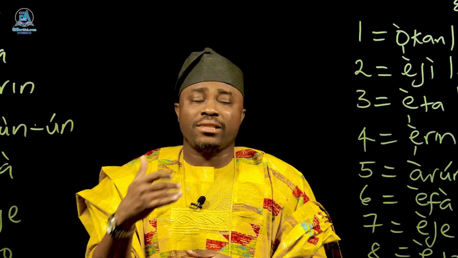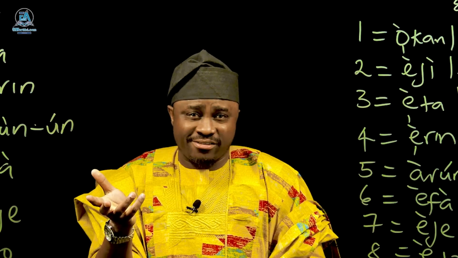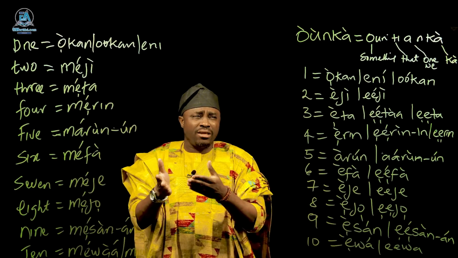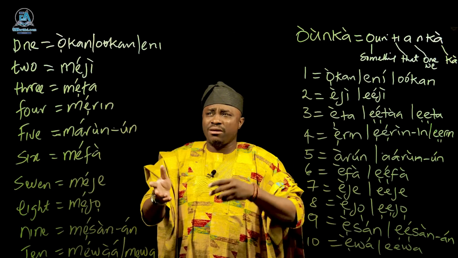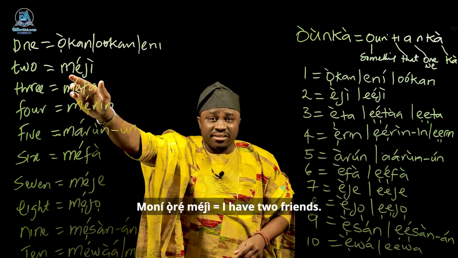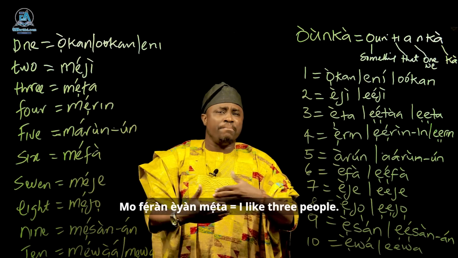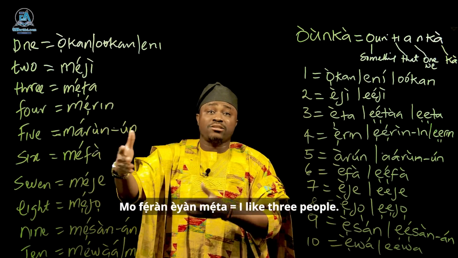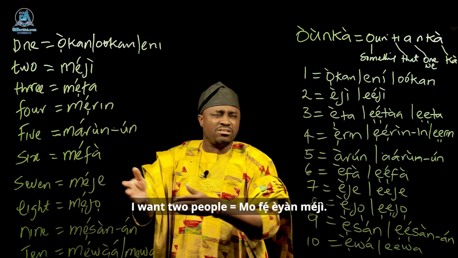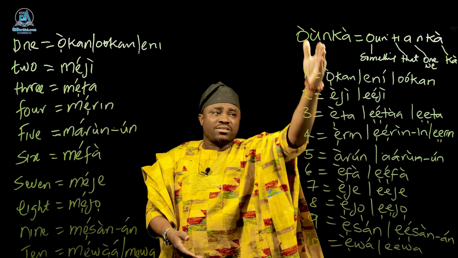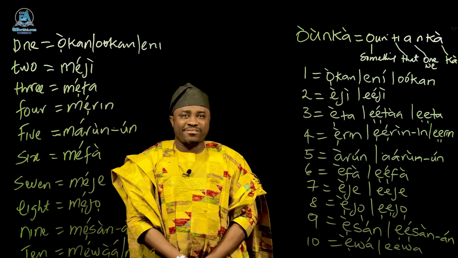So that's why you could say I have 2 friends. You won't say mo ní ọ̀rẹ́ èjì, but you say mo ní ọ̀rẹ́ méjì. Mo fẹ́ràn èèyàn mẹ́ta. I like 3 people, right? I want 2 people. Mo fẹ́ èèyàn méjì, you won't say èjì, because this is counting and this is giving a combination of units.